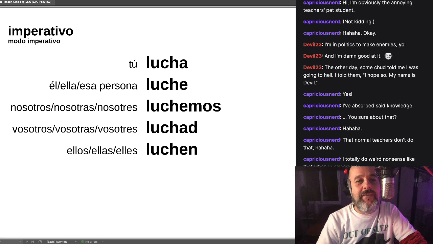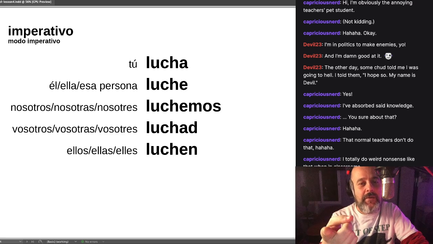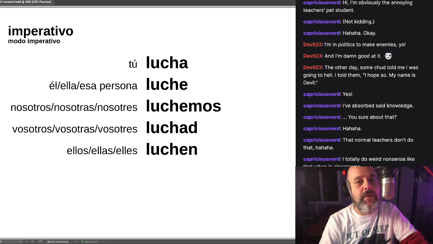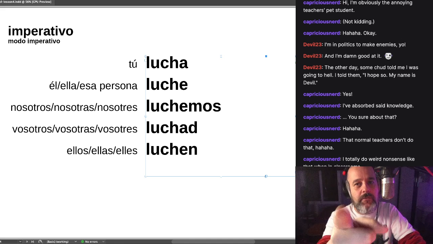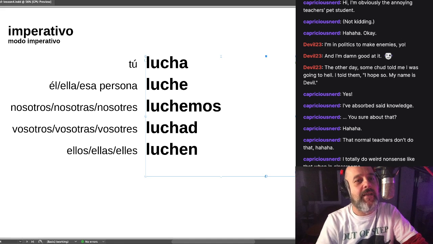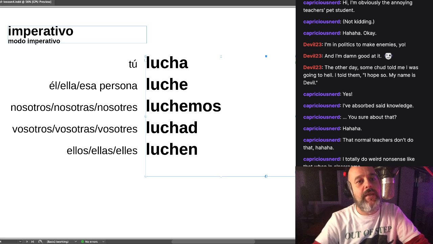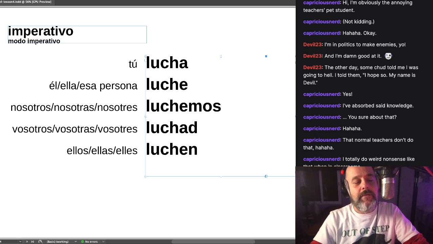So imperative doesn't have the me person. It starts with the you. And yeah, the rest of the pronouns are there. It just starts with the you. Tú, lucha, you, struggle. It's an order, which sucks. I hate this tense, but it is what it is. So here's the imperative, okay? Tú, lucha.